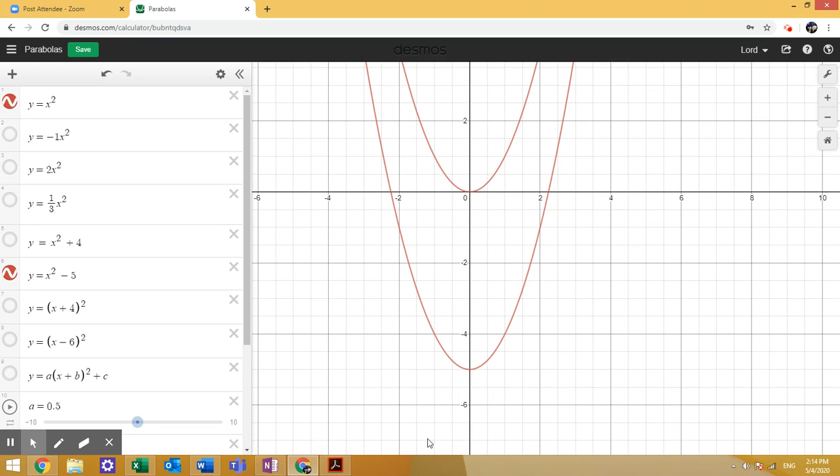Okay, it's giving me another red graph, sort of reddish. Okay, x squared minus 5. It is a parabola which goes through the point, its turning point, the bottom of the graph, at (0, -5).